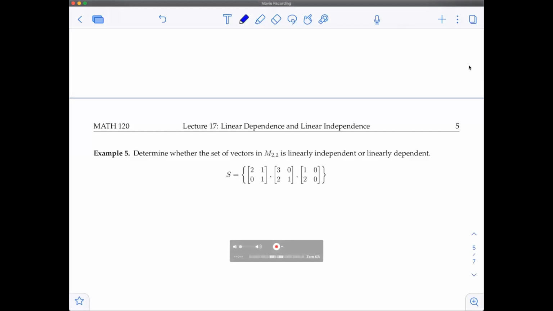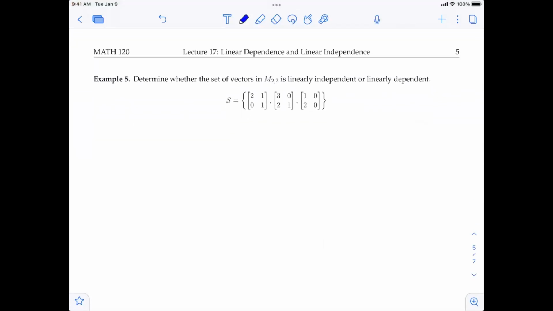Now moving on to the next example. In this example, we want to determine whether the set of vectors in M2 by 2 matrices is linearly independent or linearly dependent. So I have this particular set with three 2x2 matrices, and I want to know if this set is linearly independent or linearly dependent. Again, we're going to use the definitions of linearly independent and linearly dependent sets to prove this particular example.